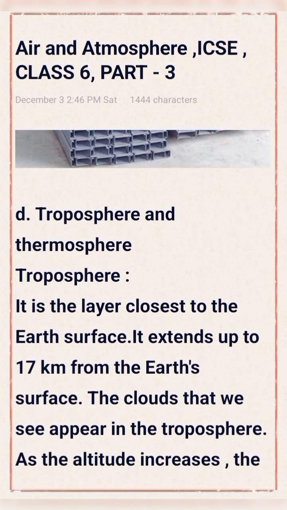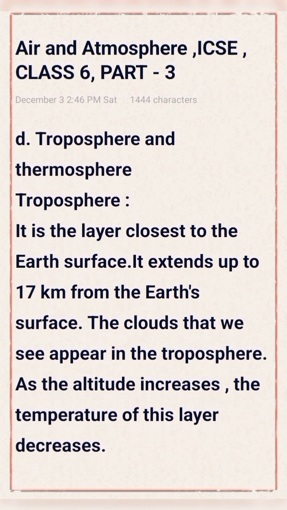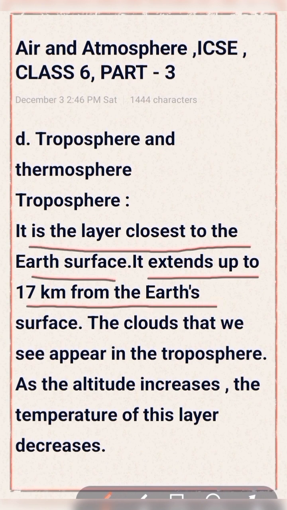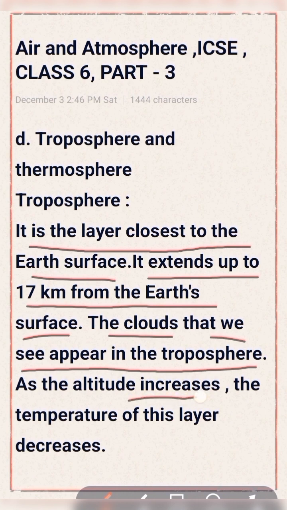Next, difference between troposphere and thermosphere. Troposphere is the layer closest to the earth's surface. It extends up to 17 km from the earth's surface. The clouds that you see appear in the troposphere. As the altitude increases, the temperature of this layer decreases.